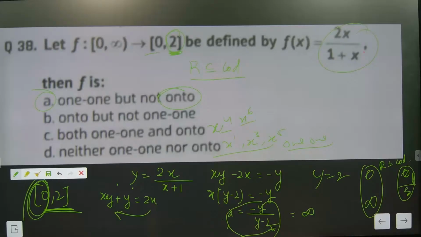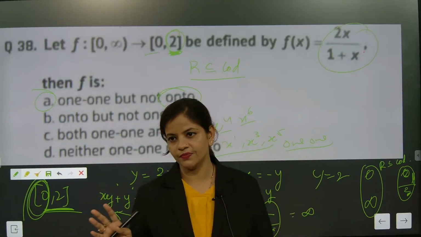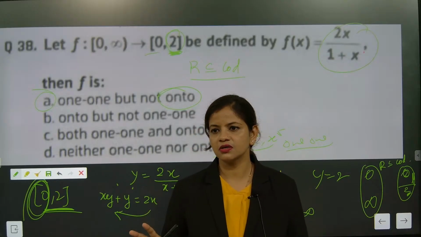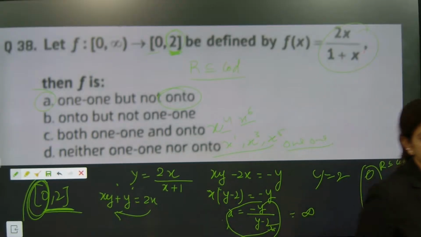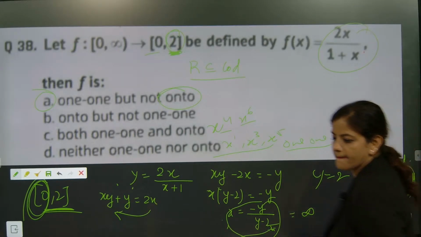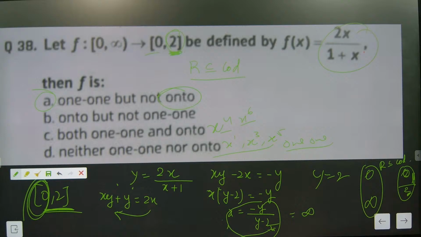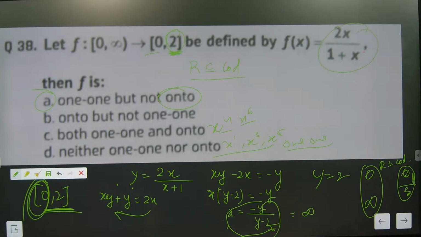Highest degree should be odd. In the entire function, highest degree should be odd means one-one. Highest degree is even means onto. No, sorry, many-one. Highest degree odd means one-one. Highest degree even is many-one. Did you get my point? How to do it?